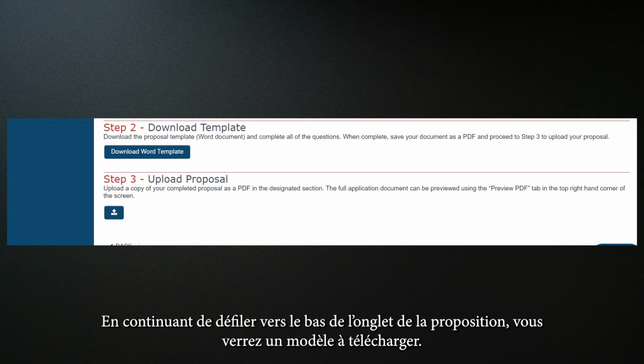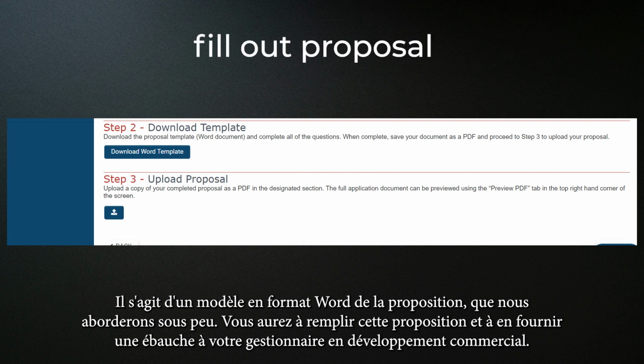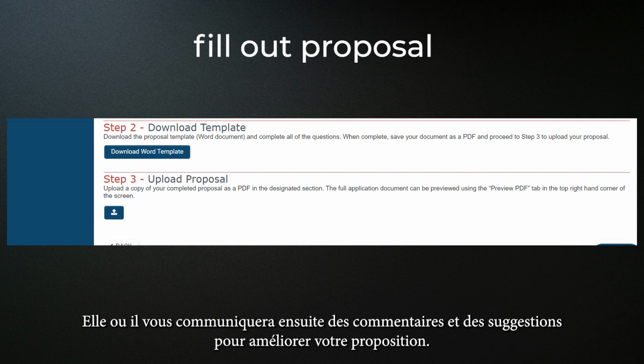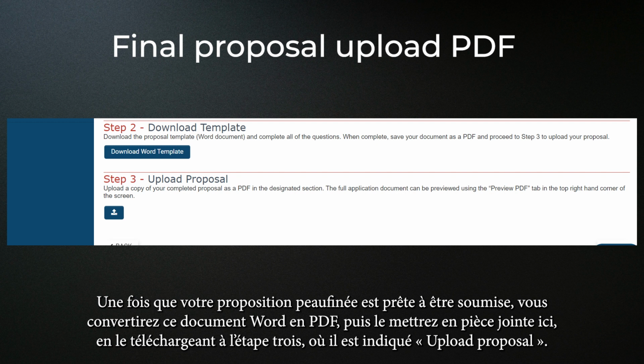Finally, as you scroll down on the proposal tab, you'll see there is a template to download. It's a Word template, and it is the proposal itself, which we'll see in a moment. You're going to fill out that proposal, provide a draft to your business development manager. He or she is going to get back to you with suggested comments and revisions to strengthen it. And then once it's polished and ready to be submitted, you're going to turn that Word document into a PDF and attach it there in step 3 where it says upload proposal.